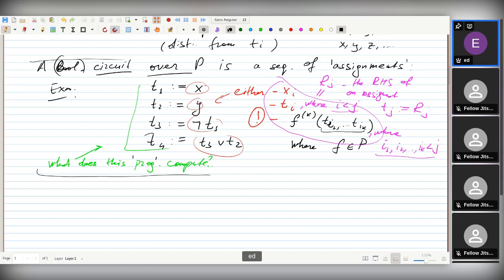Look, let us focus on the last line. So what is T4? T4 is like T3 disjunction T2. But what is T3? T3 is just not T1, but T1 is just X and T2 is Y. So what is it? The value of T4, if we define it naturally, will equal what?